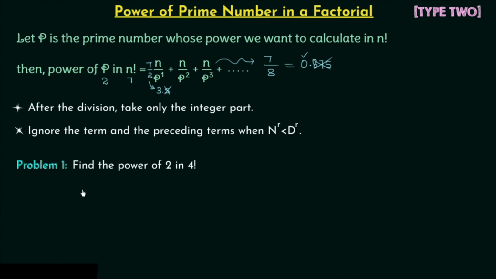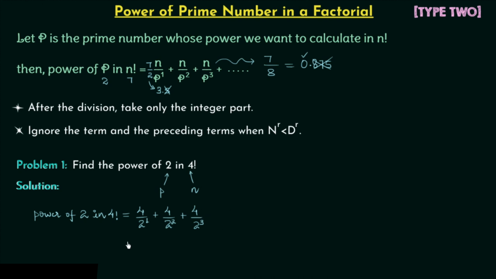In this problem, we need to find the power of 2 in 4 factorial. So here 2 is our prime number p and 4 is our number n. And the power of 2 in 4 factorial will be equal to 4 divided by 2 power 1 plus 4 divided by 2 power 2. 2 power 2 is equal to 4. Numerator and denominator both are same. We will consider the next term, 4 divided by 2 power 3. 2 power 3 is equal to 8. The denominator is larger than the numerator, so we will stop here.